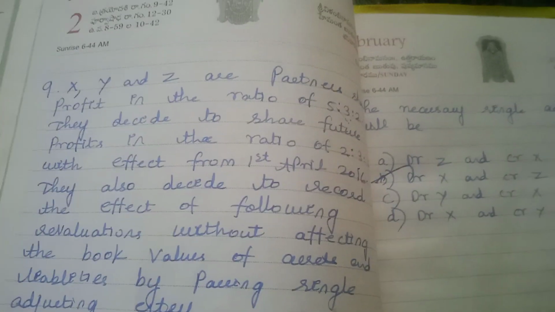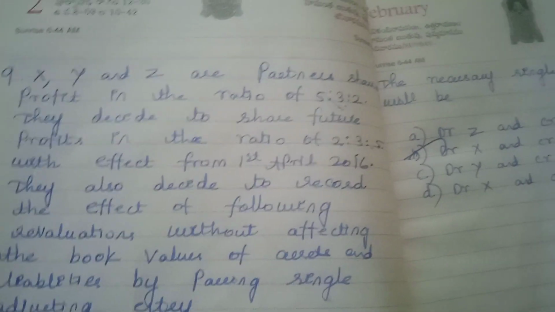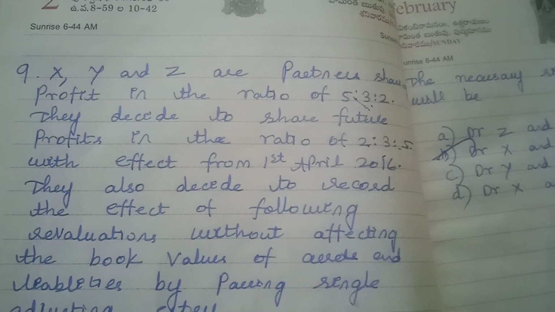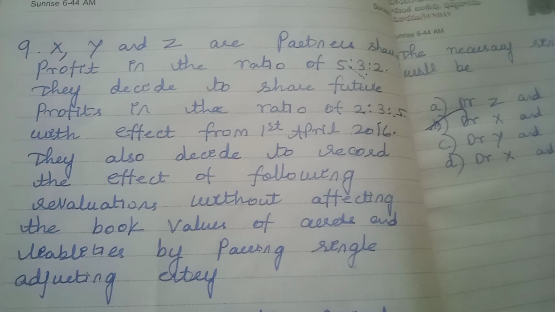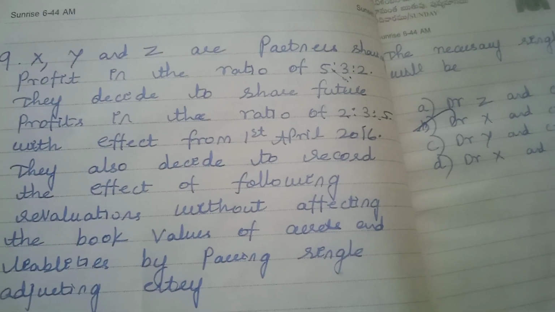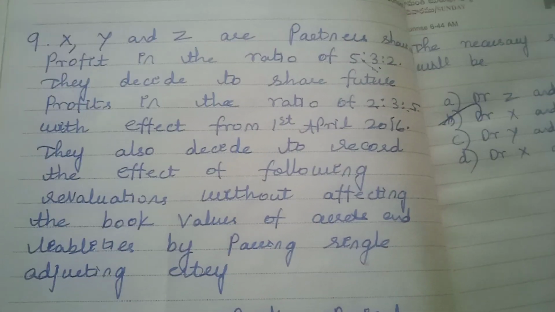ICO Class 12 Problem Based Questions. X, Y, and Z are partners sharing profit in the ratio of 5:3:2. They decide to share future profits in the ratio of 2:3:5 with effect from 1st April 2016.